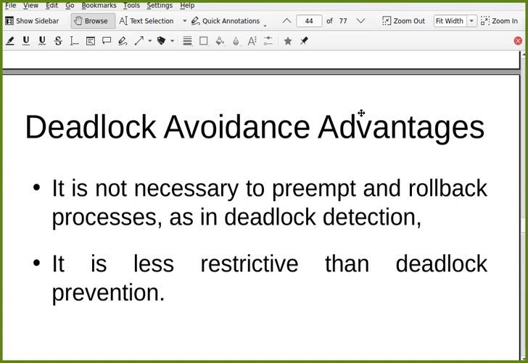And this technique, deadlock avoidance, is less restrictive than deadlock prevention, because in deadlock prevention you make sure that not all those four conditions occur at the same time. That is how you are trying to achieve deadlock prevention, and in that case it becomes more restrictive. So this technique, deadlock avoidance, is somewhere between deadlock prevention and deadlock detection.